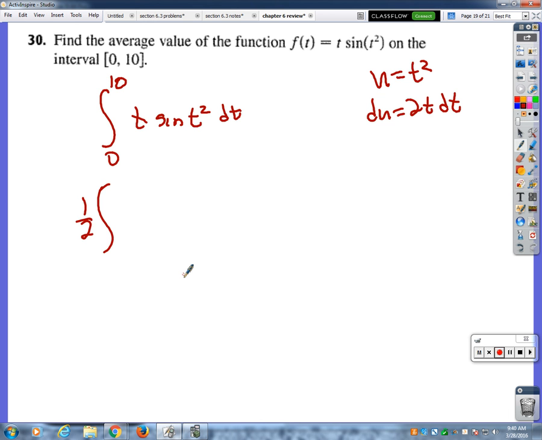And then that gives me t dt. So that's 1/2 times the integral of sine of u du. All right, antiderivative of sine is, oh, sorry, we're going from what to what? 0 to 100.